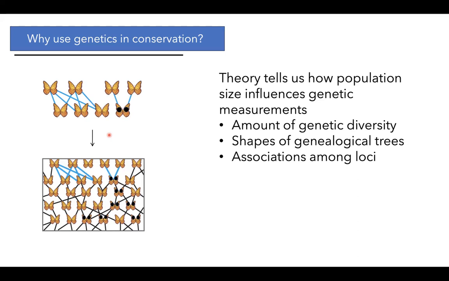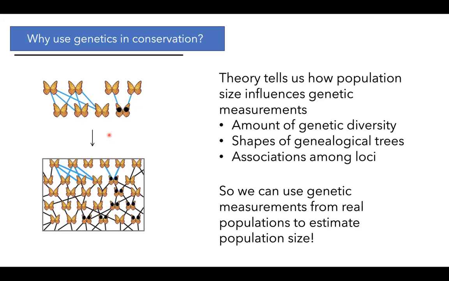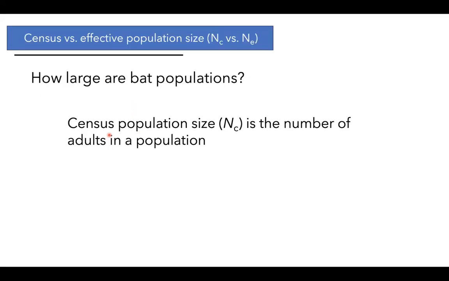And I'll get into both of those a little bit more later on in the talk. But if we understand the theory and how population size influences the measurements of diversity, then we should be able to measure that genetic diversity, take those genetic measurements from real populations, and use that measurement to estimate population size for a real population. Okay, so that's basically the goal of what we're trying to do.